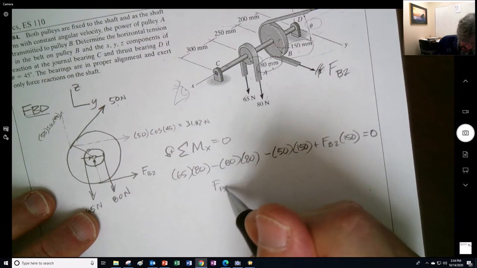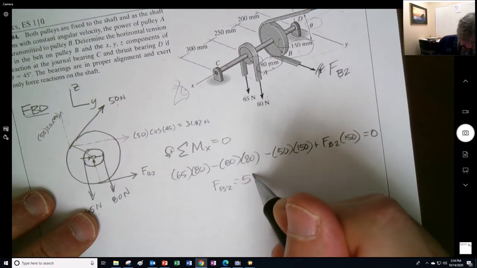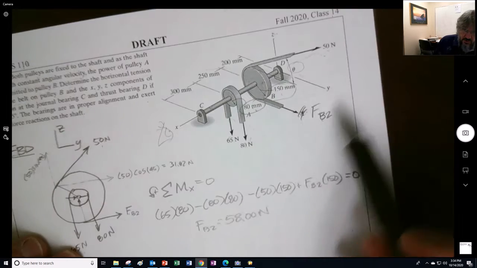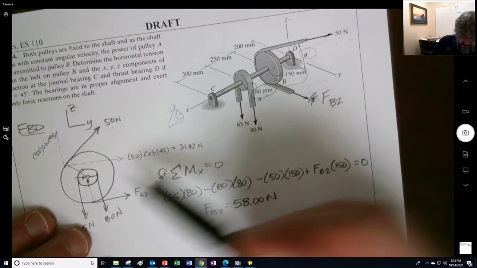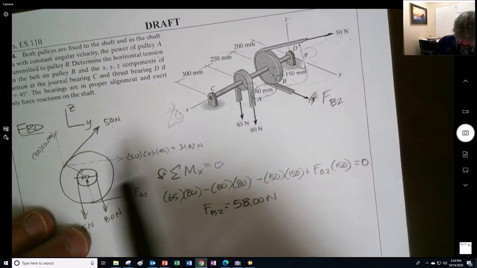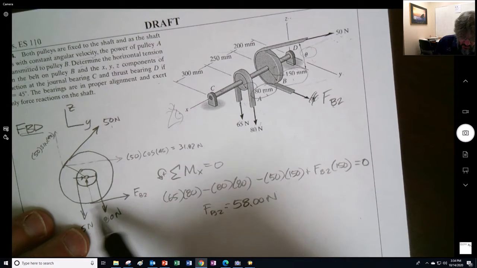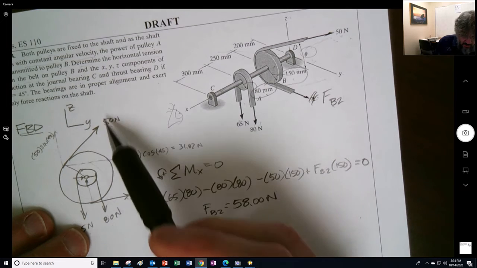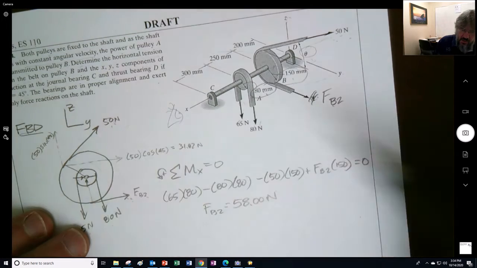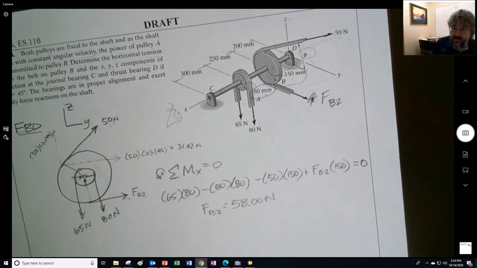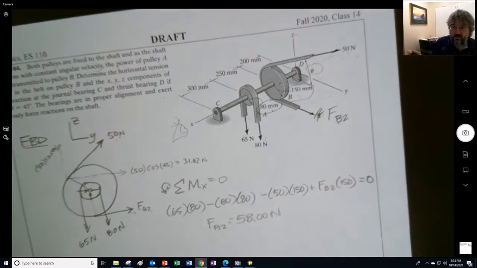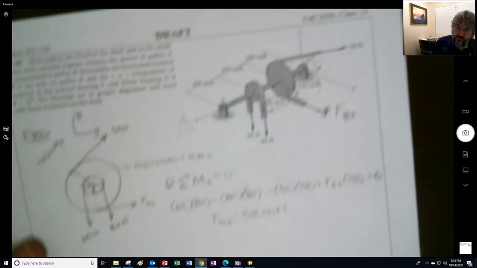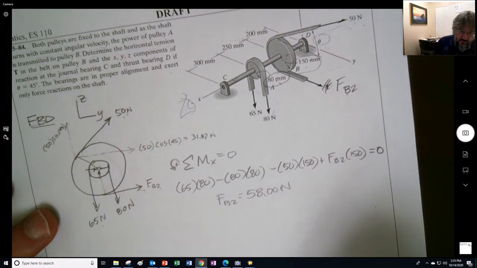And so the FB2, the unknown, turns out to be 58 newtons, right? So this one is larger than this one, but that kind of makes sense. This one tends to make it want to go, if we're looking down here, clockwise. So this one right here better balance out by being larger than this and wanting to make it go counterclockwise. They need to balance out. Otherwise, things are going to accelerate. So the moment's torque has to balance out between these two pulleys. So now we have that unknown.